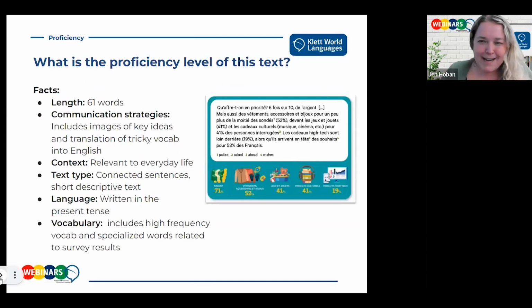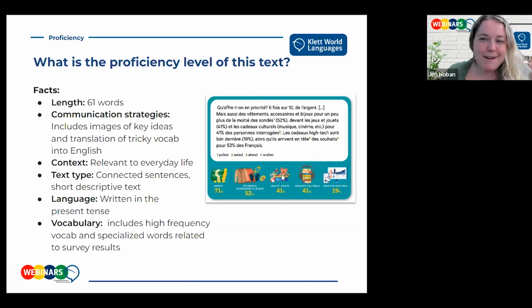So let's look back at this text. This text is 61 words in length. It has some strategies to help you understand it. It has images of some of the key ideas, and it has some translation of some of the trickier words down here. The context is connected to everyday life. It's made up of connected sentences and short descriptive text. It's written in the present tense, and it includes high frequency vocab and specialized words related to survey results.